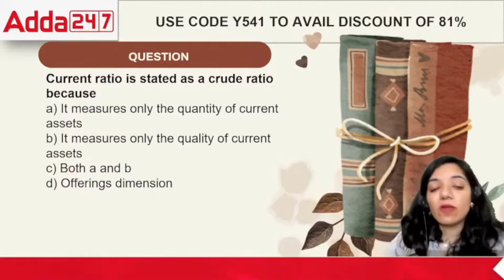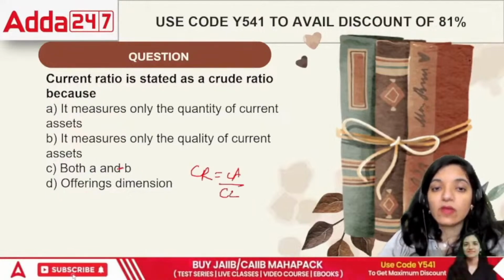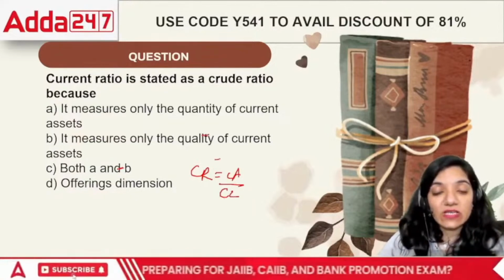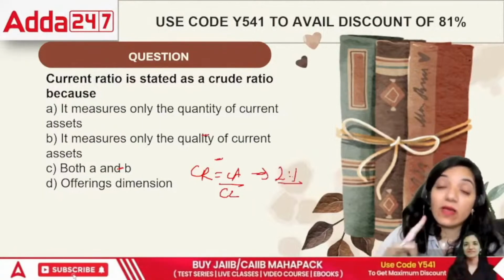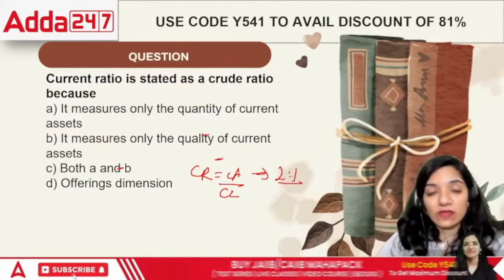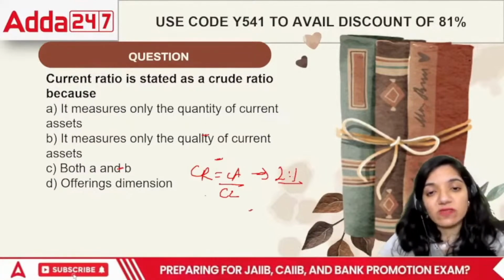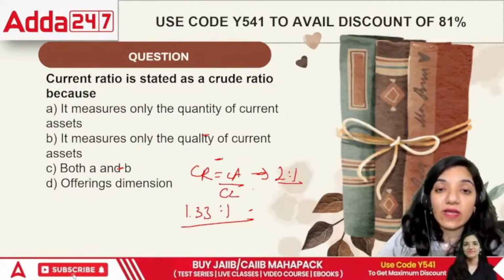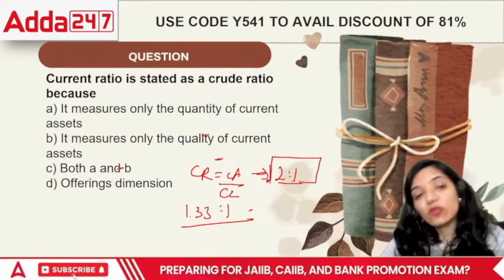The formula for current ratio is basically CA upon CL. The ideal ratio is basically 2 is to 1. In terms of books it's 2 is to 1, but in the practical world, especially in the banking sector, whenever CMAs are being provided, then it is always 1.33 is to 1. So the correct answer, as per the ideal ratio in terms of the books and IIBF and everything else, is 2 is to 1.